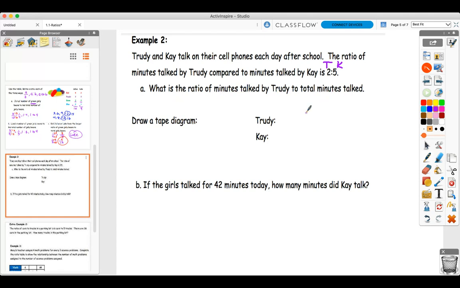So when you're using a tape diagram, you're just creating the pieces first, and they're all going to represent the same amount. So Trudy has 2 pieces. So we're just going to draw 2 rectangles.